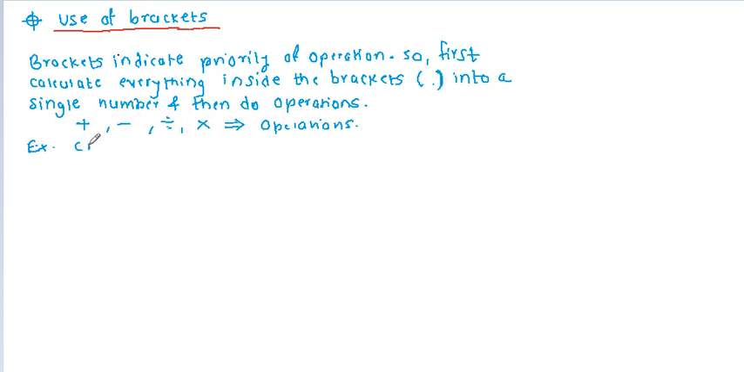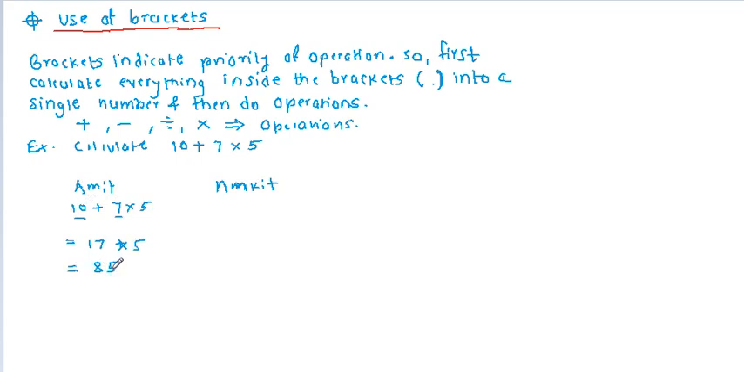So let's understand with an example how to use brackets and what the importance of brackets is. Suppose we have an example here: calculate 10 plus 7 into 5. This example is given to two students, Amit and Ankit. Amit solved this example by first taking the addition of 10 plus 7 and then multiplying by 5. So it becomes 85.